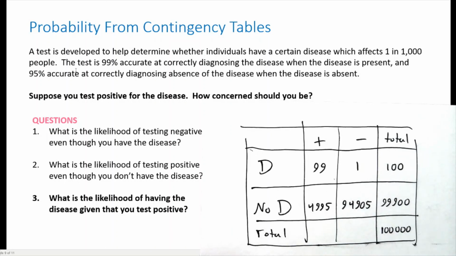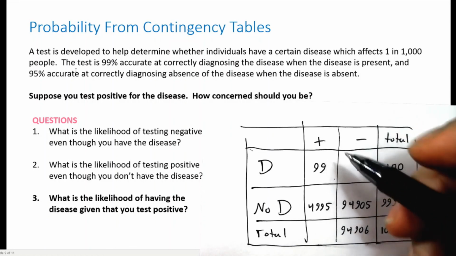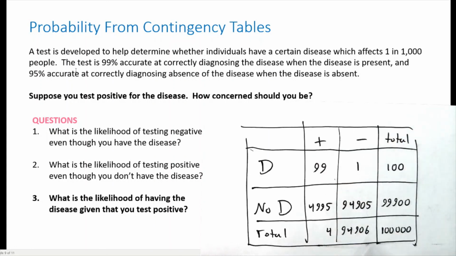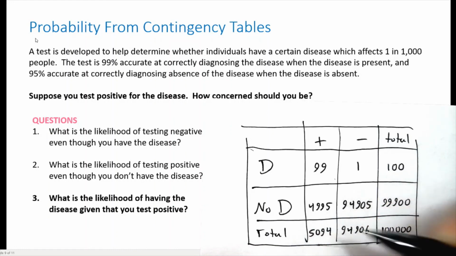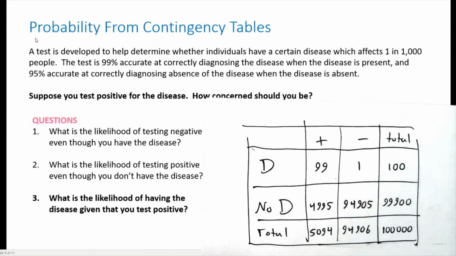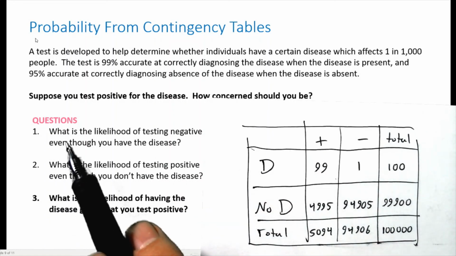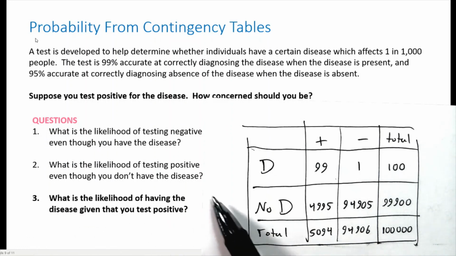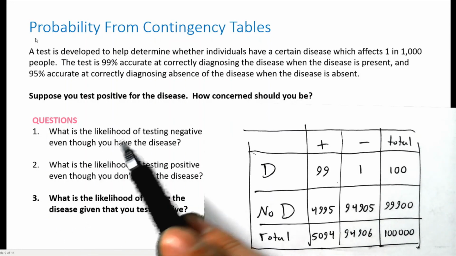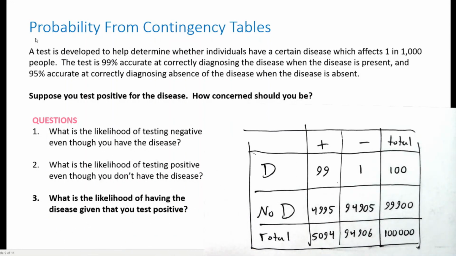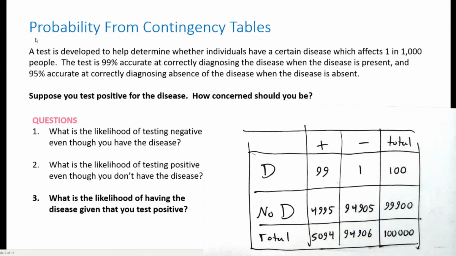Okay, so let's fill in the bottom part of this table. This one's easy, 94,906. And here we have 5,094. Okay, so we've got our table. Now, the question we're after is question 3: you tested positive, how concerned should you be? But I want to answer the first 2 questions first, just to get some extra practice here.